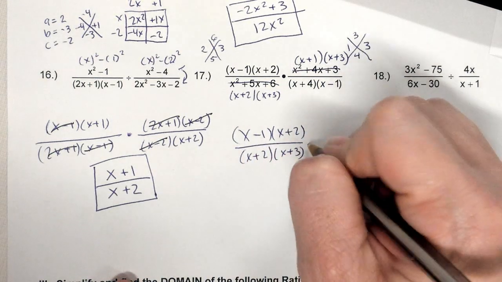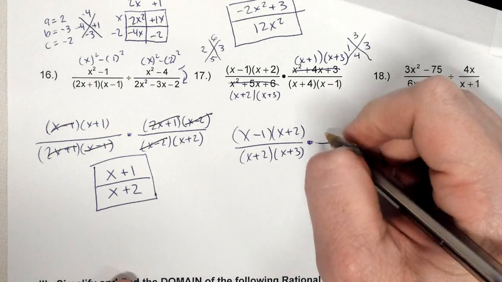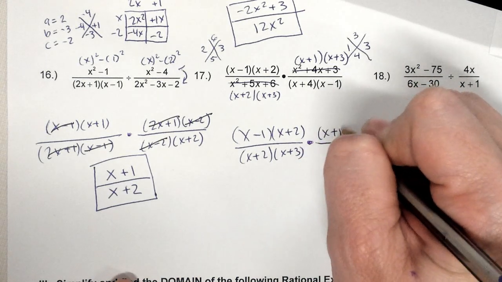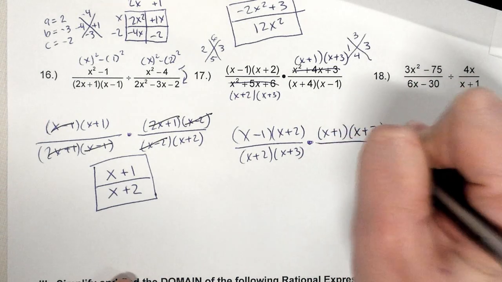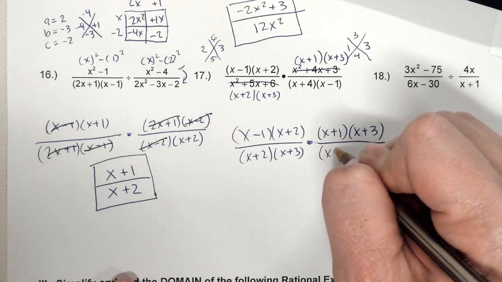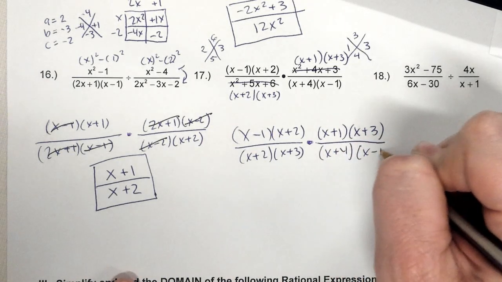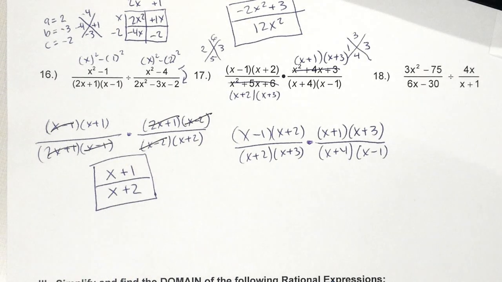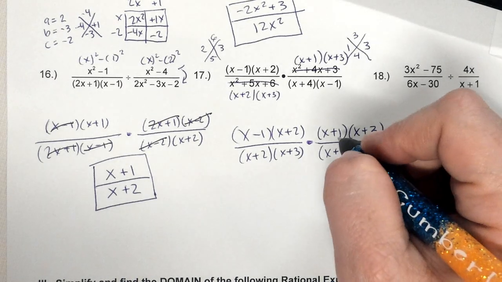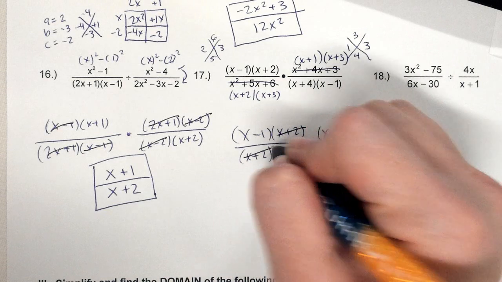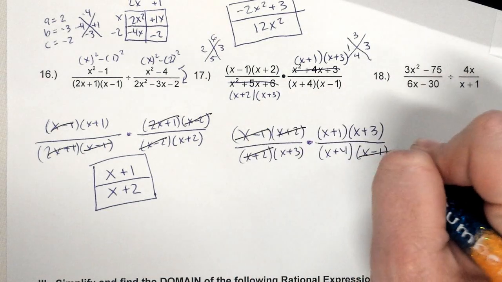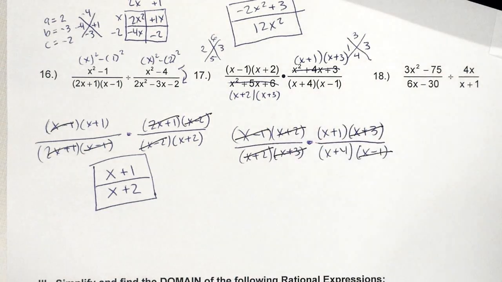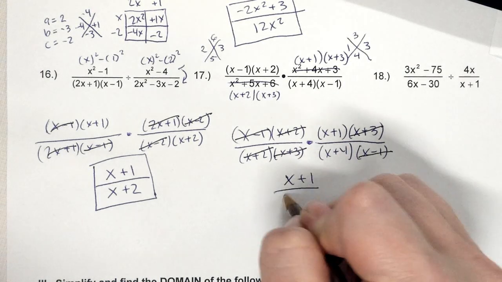I don't like canceling anything until I have the whole thing factored and written down. Some of y'all start to cancel things and then you kind of throw yourselves off too early, or you might forget and rewrite something even though you shouldn't have. So I wouldn't cancel until you have everything factored. So x plus 2's cancel, x minus 1's cancel, x plus 3's cancel, and your answer is x plus 1 over x plus 4.